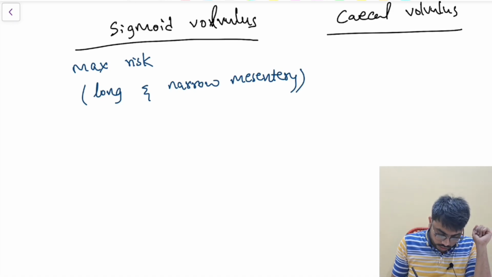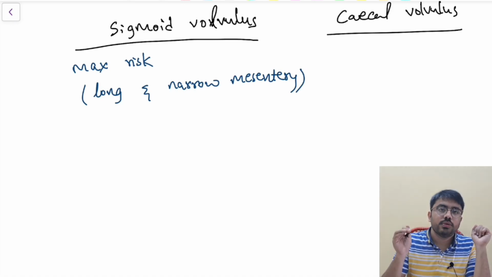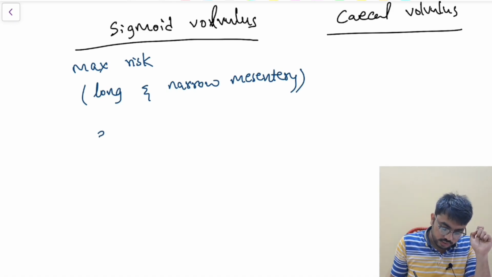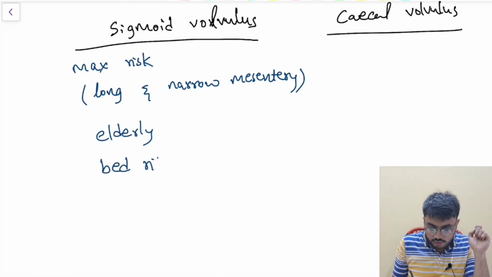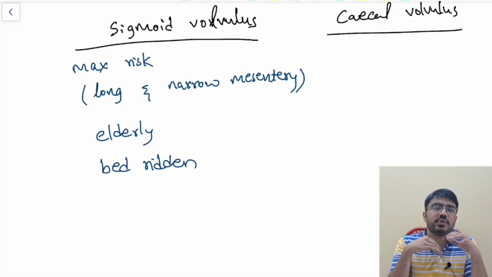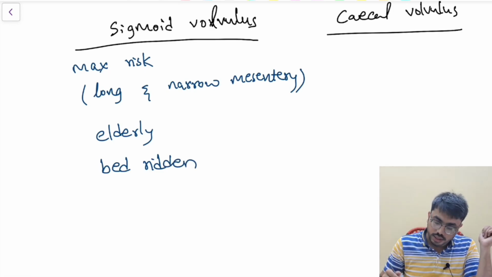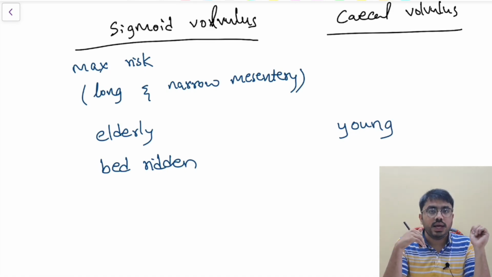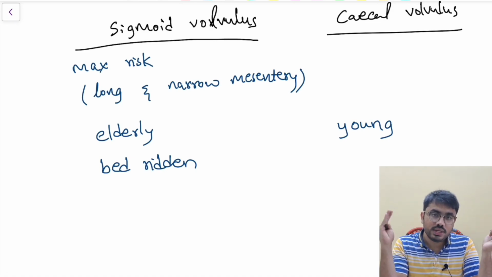Okay. Now, one more thing I want to tell you is how the clinical presentation is typically telling us. Elderly patient, bedridden patient. So, if the clinical presentation is in an elderly patient, that too a bedridden patient, and you are talking of volvulus, then it has to be sigmoid volvulus. In contrast, cecal volvulus is seen in young individuals. Okay, elderly and bedridden individuals, it is sigmoid. Young and healthy individuals, it has to be cecal volvulus.